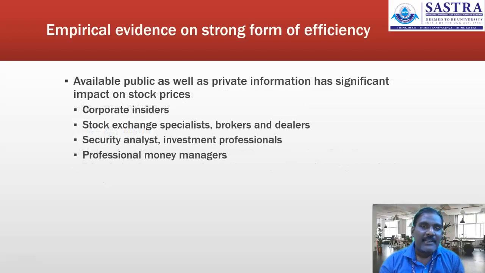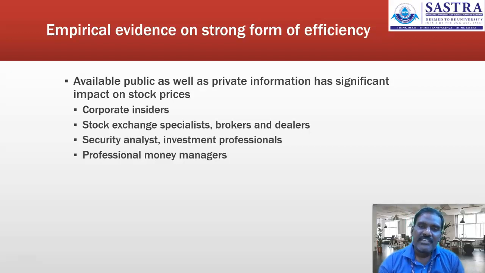The next one: empirical evidence on the strong form of efficiency. You know the weak form of efficiency is based only on market information. The semi-strong form is market information along with publicly available information. The strong form of efficiency is based on market-related information, public information, and private information. It means that information is specifically available to a group of investors.